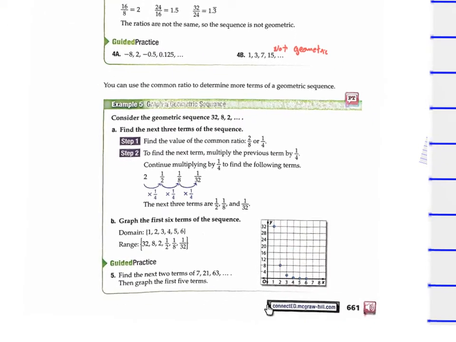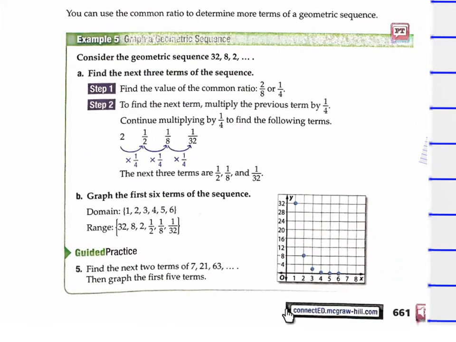And they also explain right here on example 5 that if you consider a geometric sequence as a function, where you start off with the output 32, and then you plug in a 2 and you get the output 8, and then you plug in a 3 and you get the output, whatever that is, probably 2.